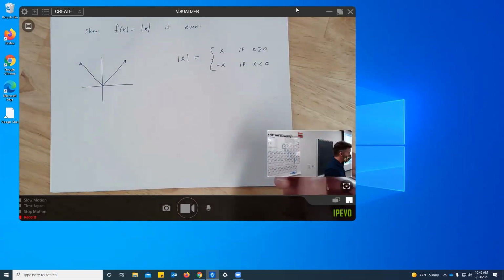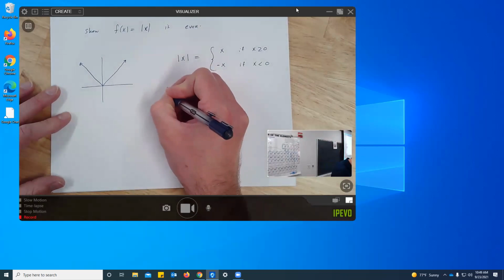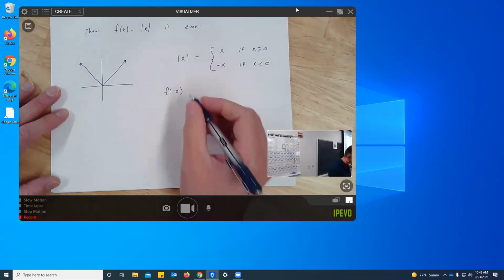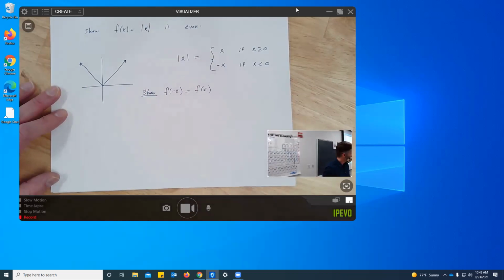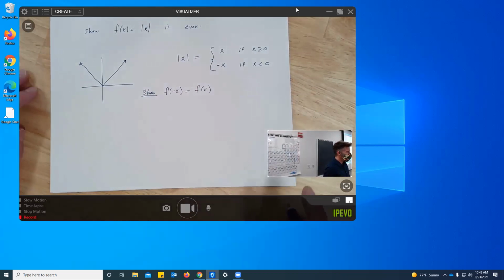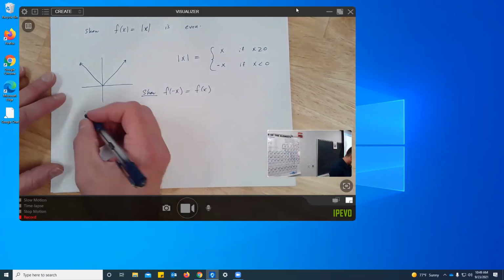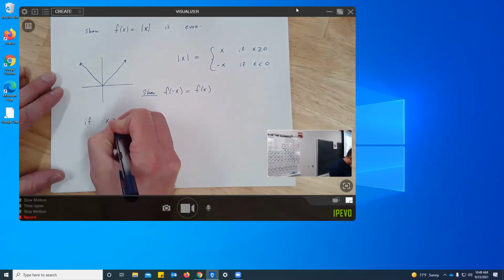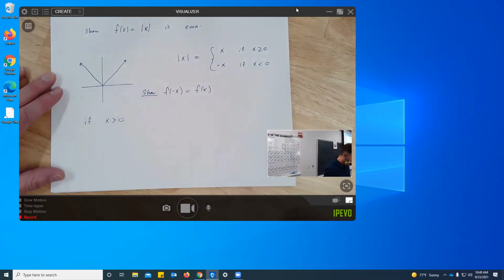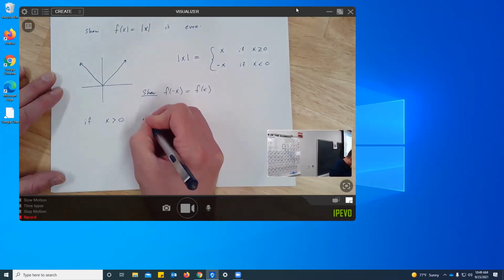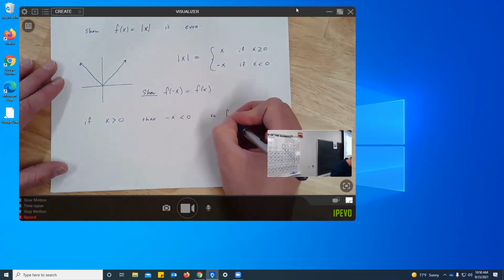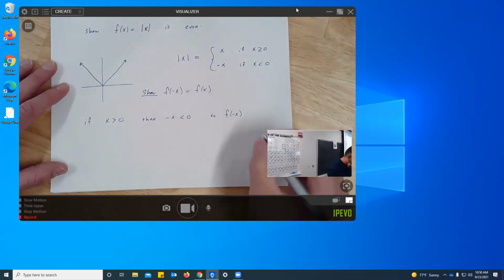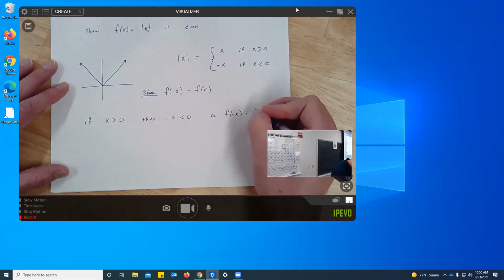So we could do it this way, right? We could say, well, I'm going to try and show that f of, so this is actually going to be a little bit challenging. We want to show that f of negative x is equal to f of x. All right. I feel like we kind of have to do this case by case. Right. So we're going to say if x is positive, then negative x is negative, right?